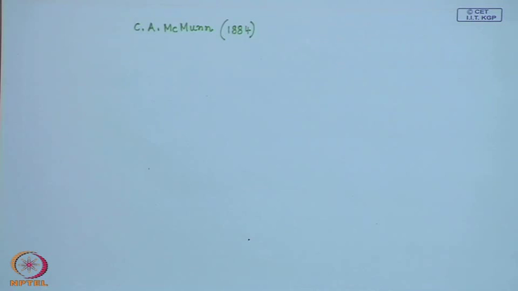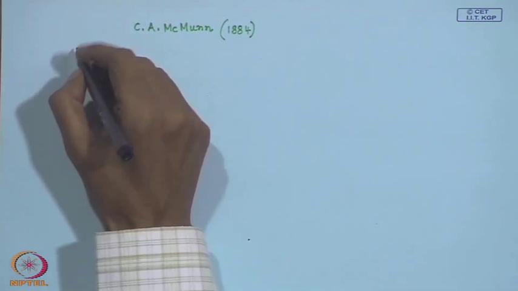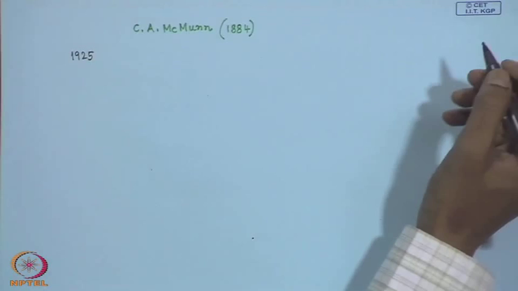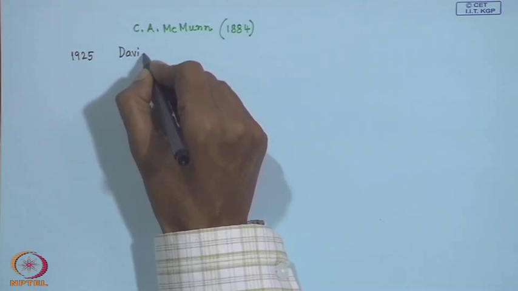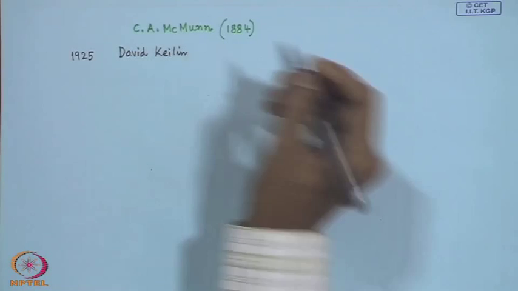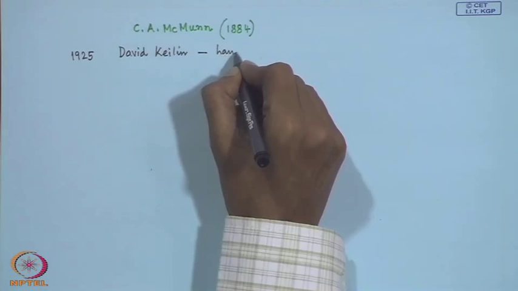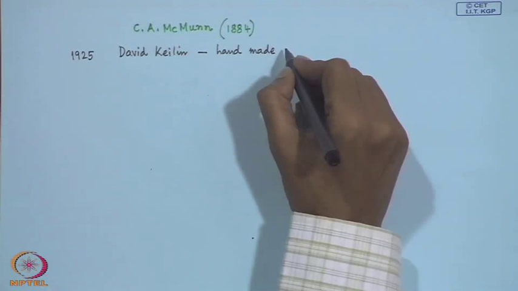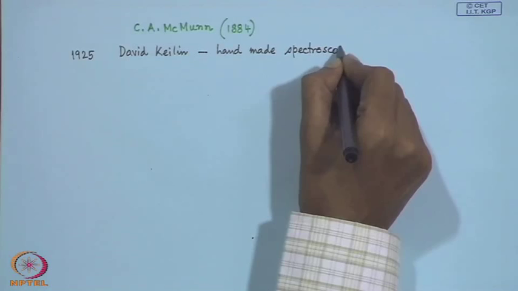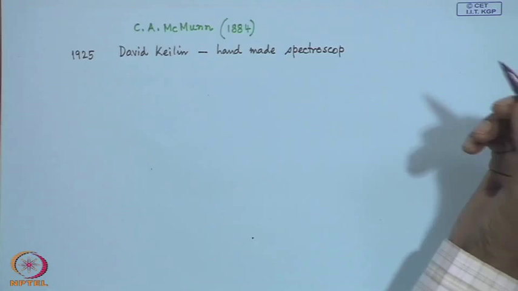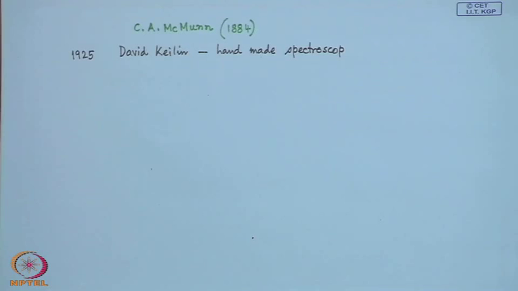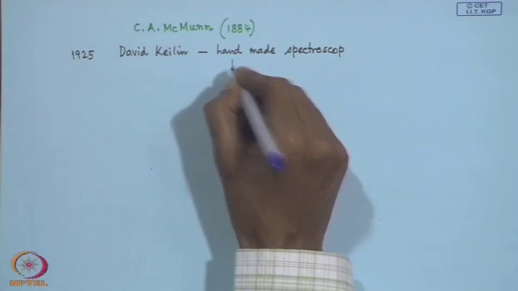Then the total characterization, and the proposal that it has a porphyrin ring with iron, was done by another man, David Keilin. What he did, he had a handmade spectroscope, so he had to rely on determining the spectral behavior, the spectral properties, of all these molecules. Porphyrin rings, as we have seen, have a very strong and characteristic absorption spectrum, and we are able to monitor that characteristic absorption through this handmade spectroscope.